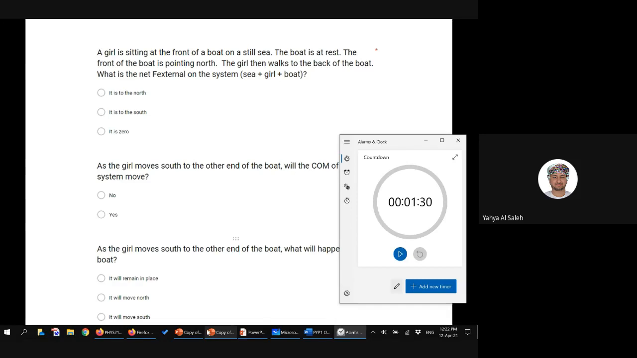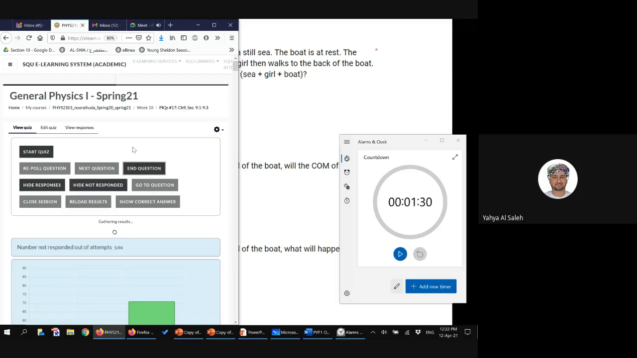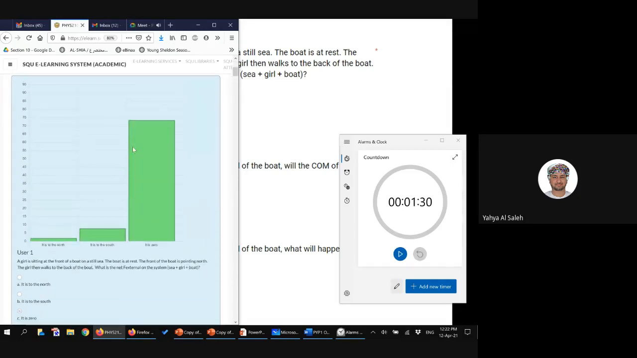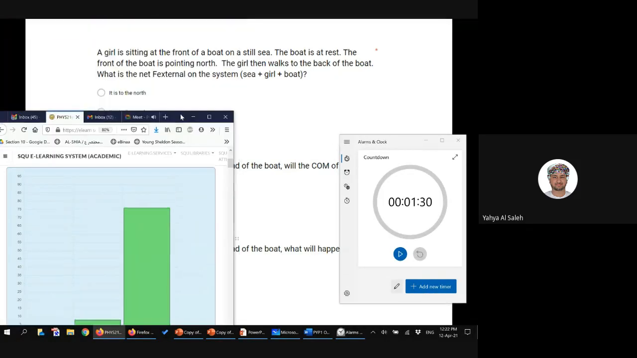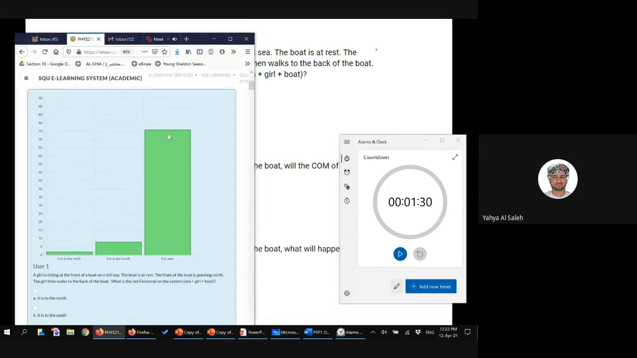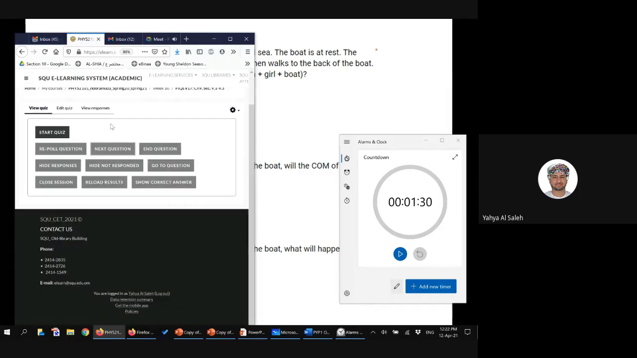Let's see what the consensus is. Ooh, we seem to have a lot of people choosing one option. Now, I don't know which option is that. We will see it together. It is 0. Excellent. Indeed, it is 0 because the girl is acting on the force from the inside. So the external force is indeed 0. Now we go to the next question.